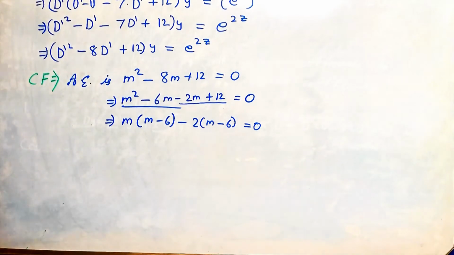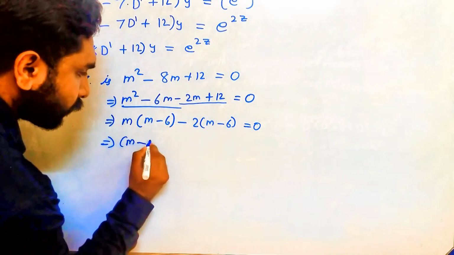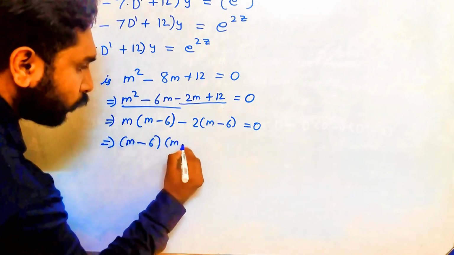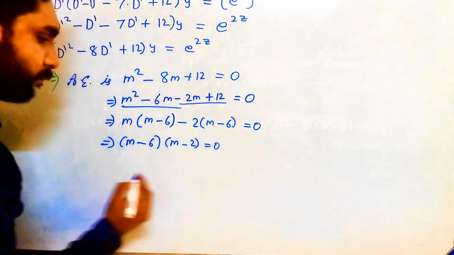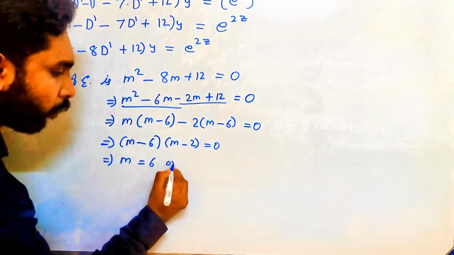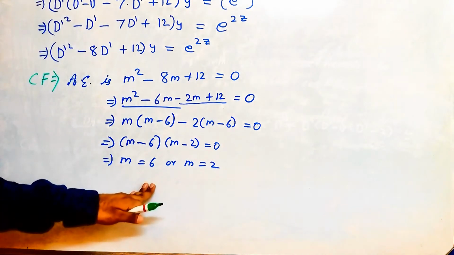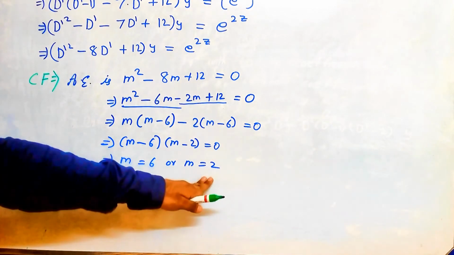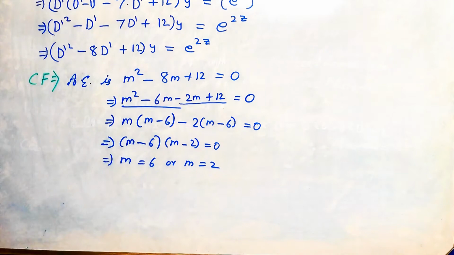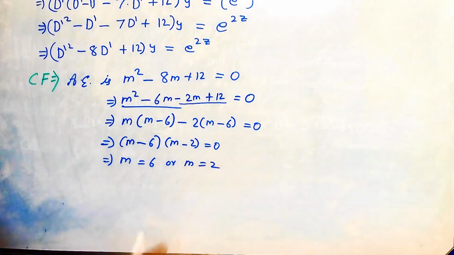So that implies m minus 6 into m minus 2 equal to 0. That implies m is equal to 6 or m is equal to 2. So here you can find we are having the roots which are real and different, because m1 is equal to 6 and m2 is equal to 2. These are real numbers but are different.